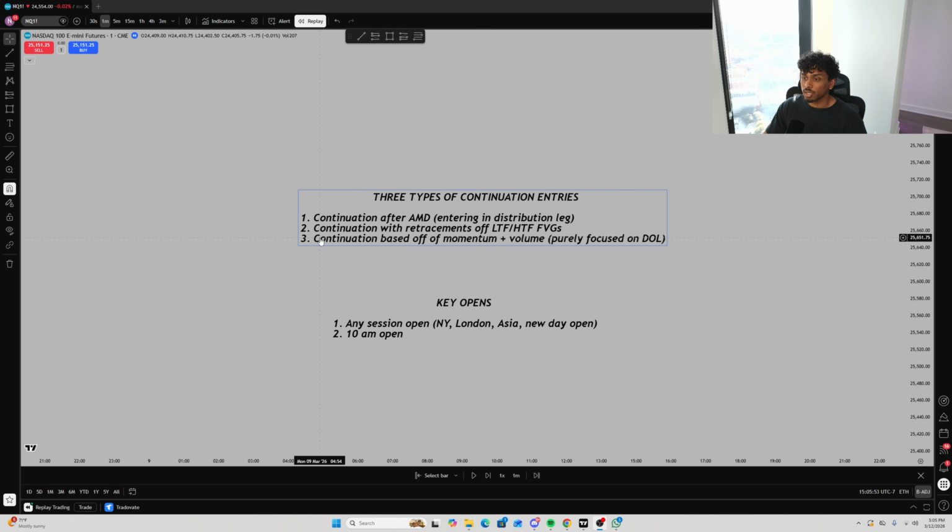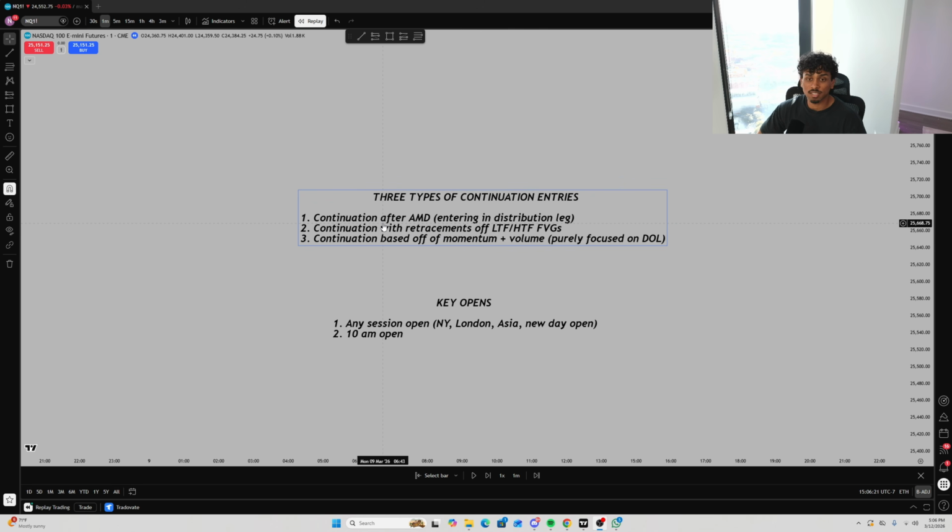Number 3, we get continuation based off of momentum and volume, and we're just purely focused on our drawn liquidities. So we don't need to have a retracement into a lower time frame or higher time frame gap. Sometimes we may edge it, and then we will have momentum, we will have displacement that is just overall trumping the retracement into our higher time frame or lower time frame gaps. Now, when this occurs, this is a lot more discretionary. This is very discretionary, right?